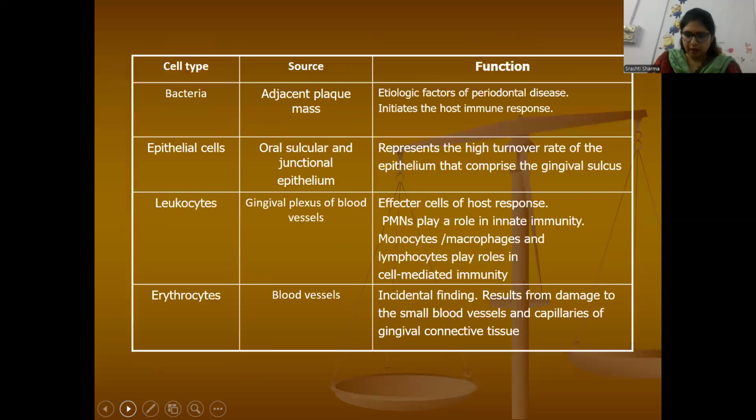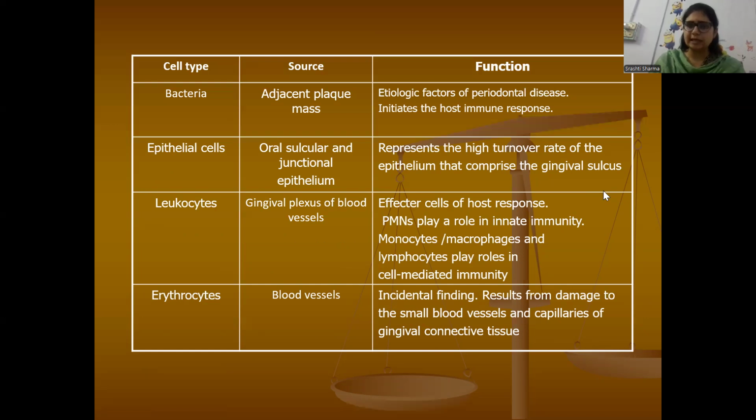So now cell type. Bacteria: source, adjacent plaque mass; function, etiologic factors of periodontal disease, initiates the host immune response. Epithelial cells: source, oral sulcular and junctional epithelium; it represents the high turnover rate of the epithelium that comprises the gingival sulcus. Leukocytes: source, gingival plexus of blood vessels; function, effector cells of host response.